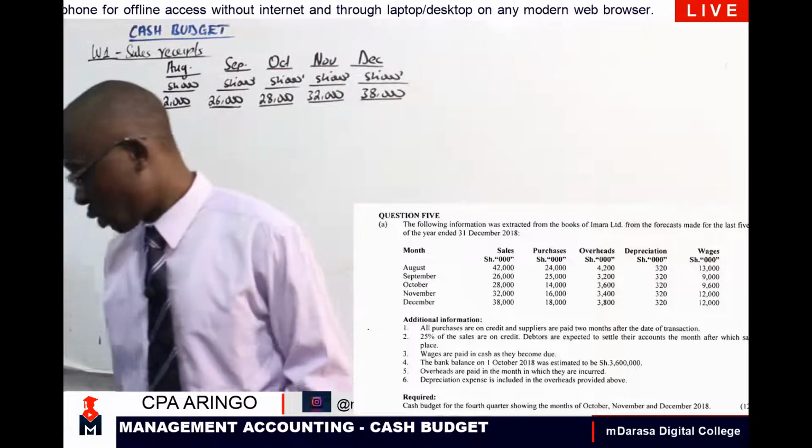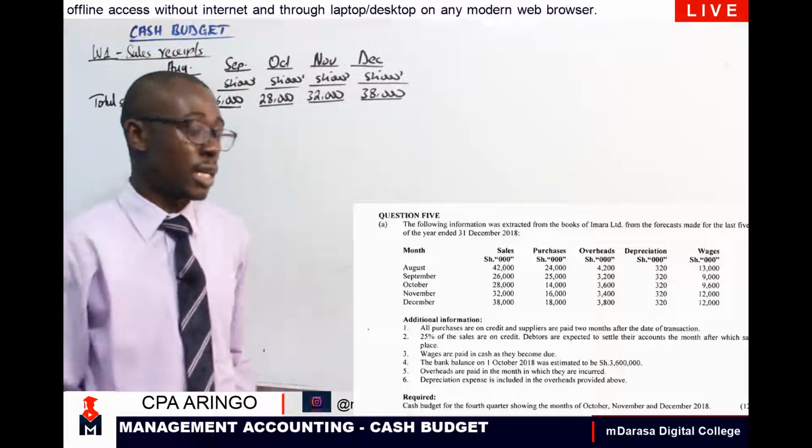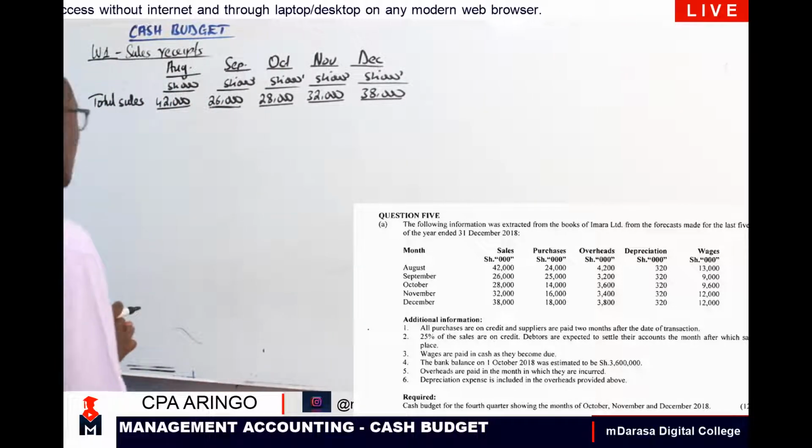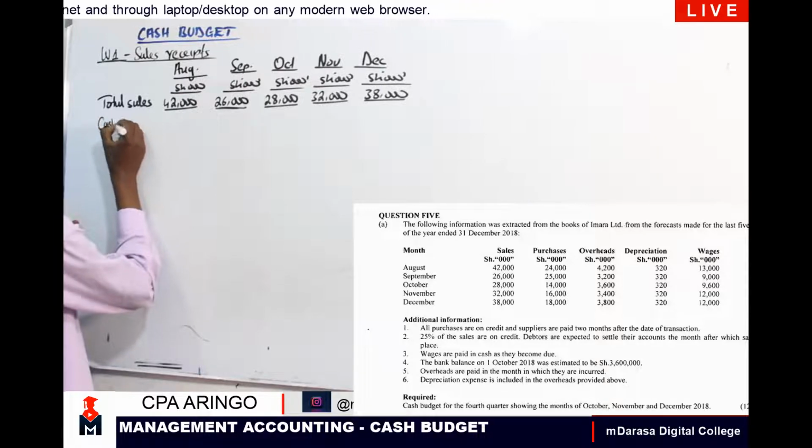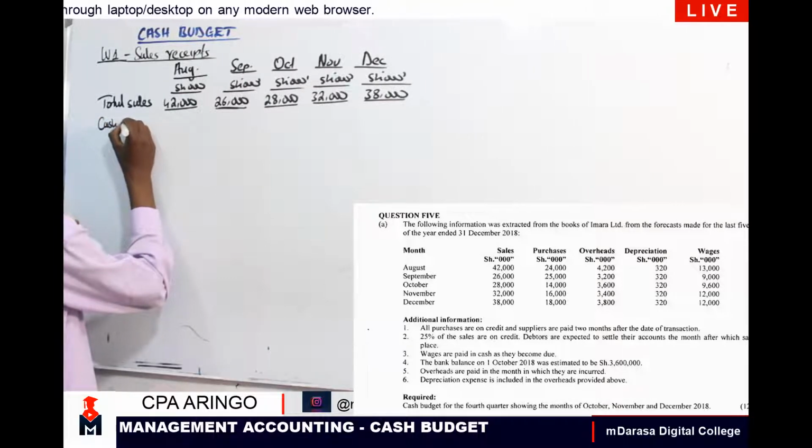So we start with what? We start by considering, of course, the cash that we collected. So talk of our cash collection.